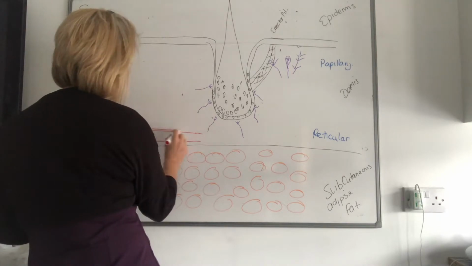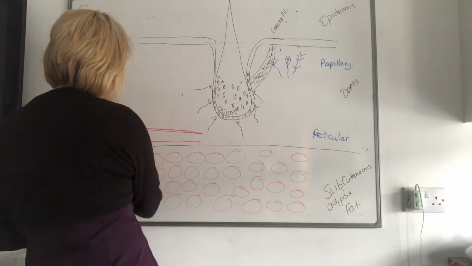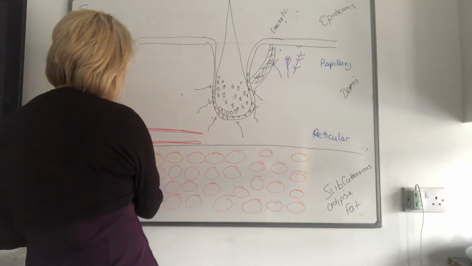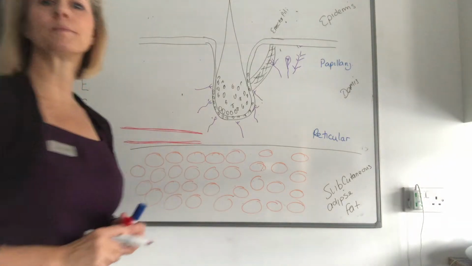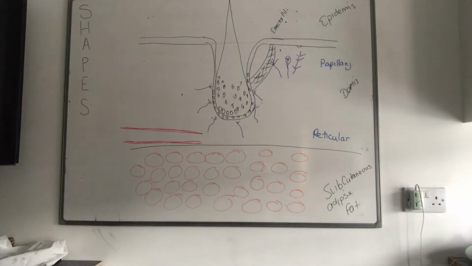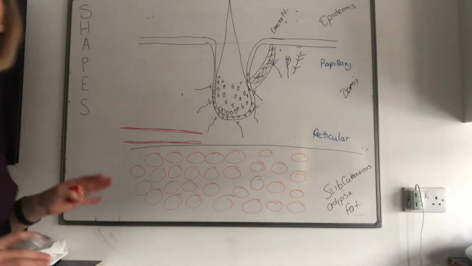So arteries have nice thick, muscular walls. But what comes off those arteries? Your veins. Do they? Oh no, not your veins. Emma, what comes off an artery? Think about your road systems. Capillaries, yes. So capillaries and arterioles.